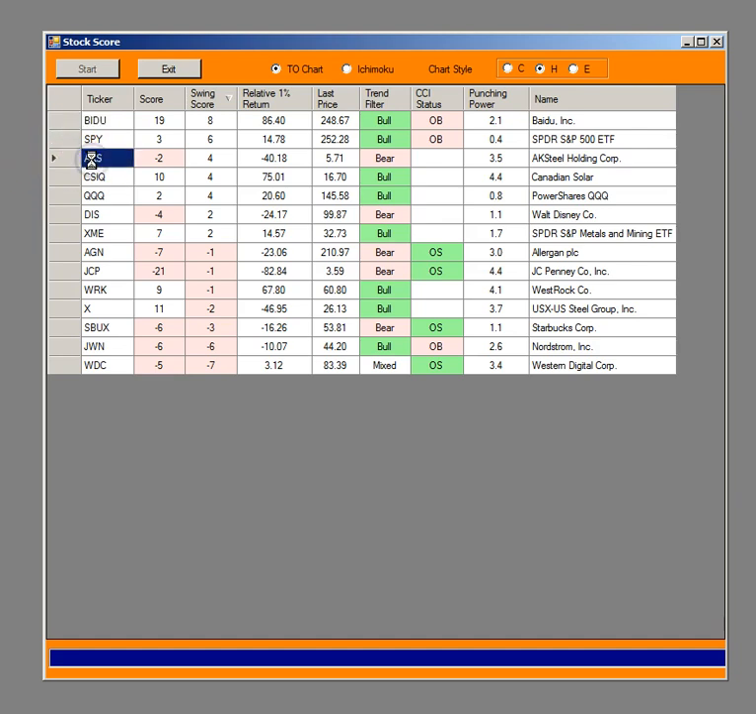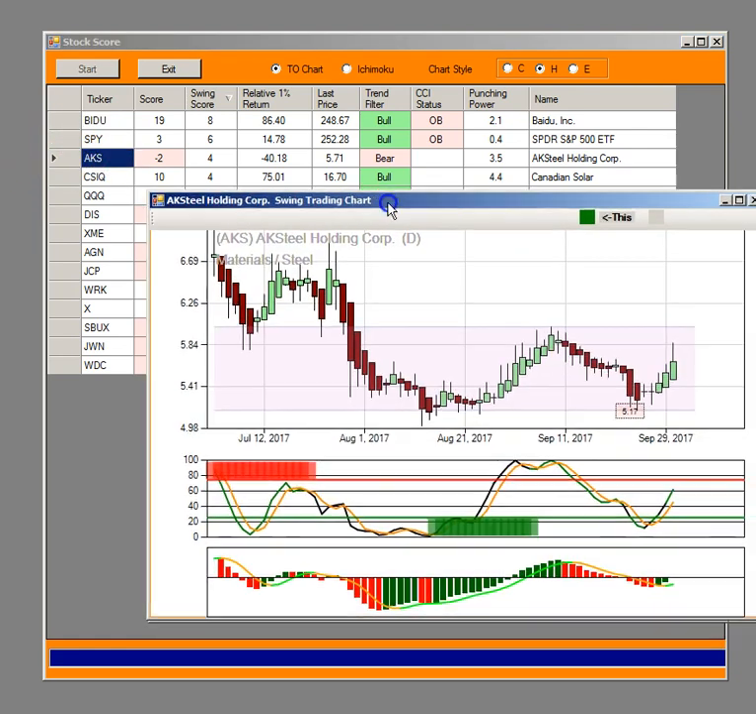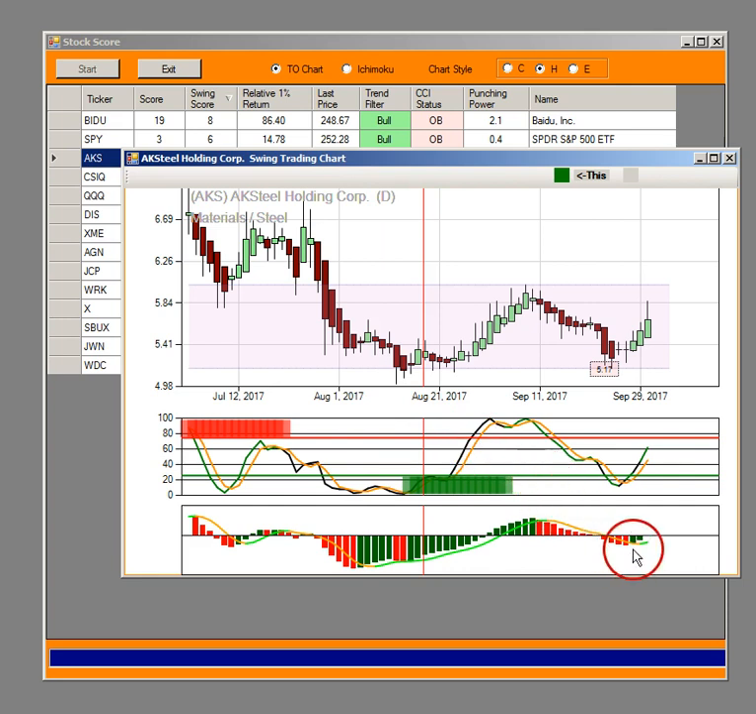The next one we're going to look at is AKS Steel. And AKS, the oscillator is coming up from below zero, but we have two green bars, and the green bars indicate that the oscillator is moving higher than the preceding bar, and a red bar naturally indicates that it's moving lower than the preceding bar. So we have momentum moving higher, still below zero.